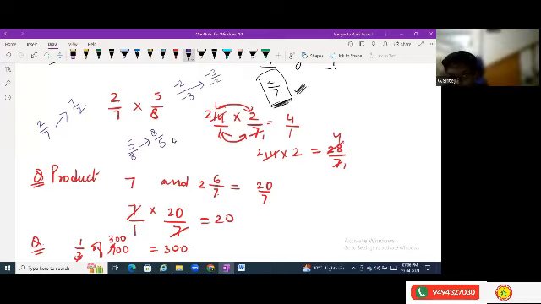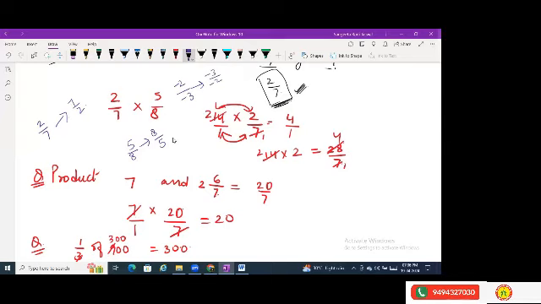Minus 3 by minus 2. And if you have a minus sign on both numerator and denominator, that cancels, right? And suppose you have minus 2 by 3, what is the reciprocal of this? 3 by minus 2. Okay, so this is about reciprocal.